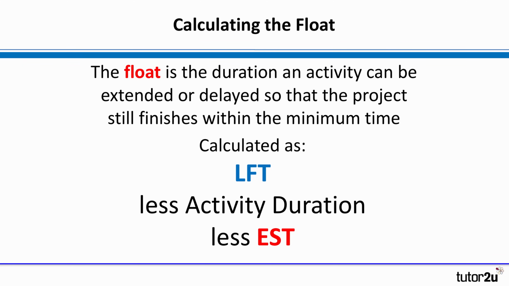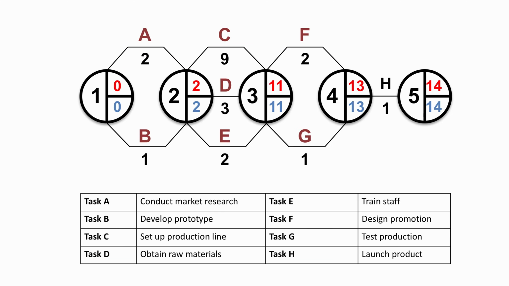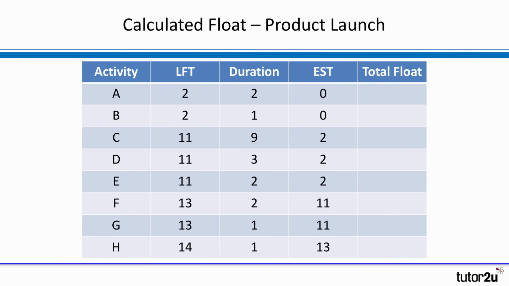And the calculation of float is the LFT less the duration less the EST. And we'll do a quick calculation of those to show that in action. So here in the same diagram there, if we were to take that formula there, let's work out the float. It's the LFT, take away the duration, take away the earliest start time. And so we do that for each of the 8 activities. We can work out that A has no float, but B has a float. It can be delayed by a week.